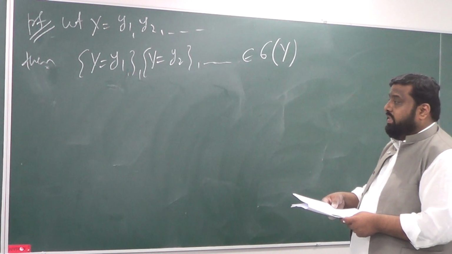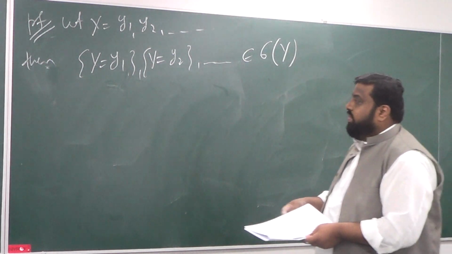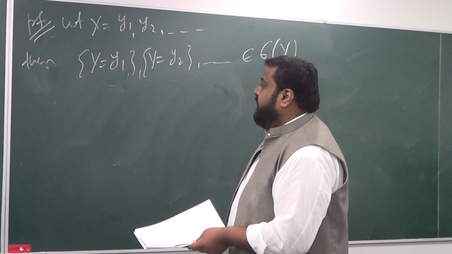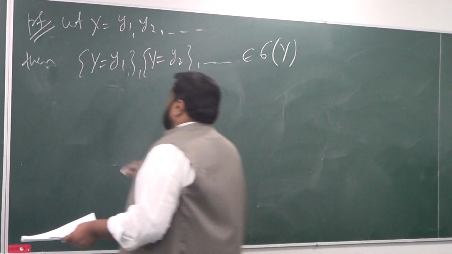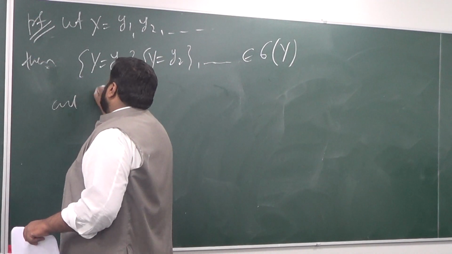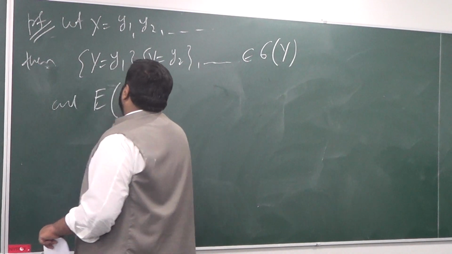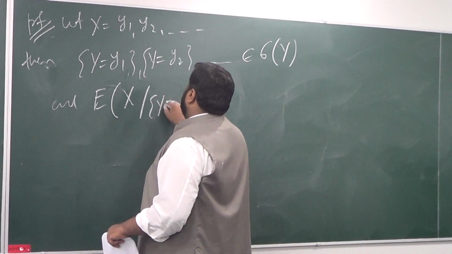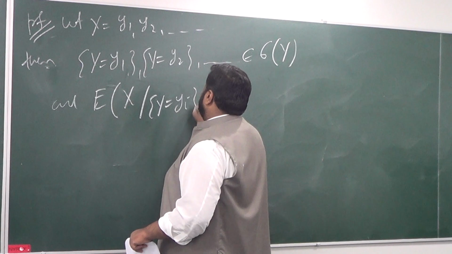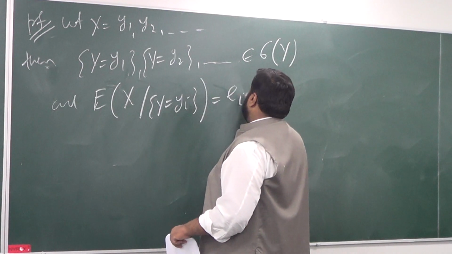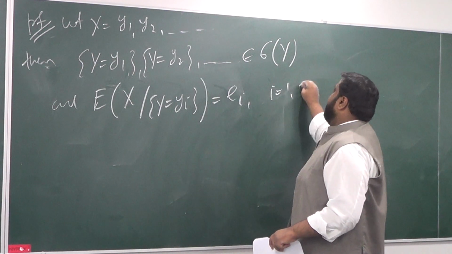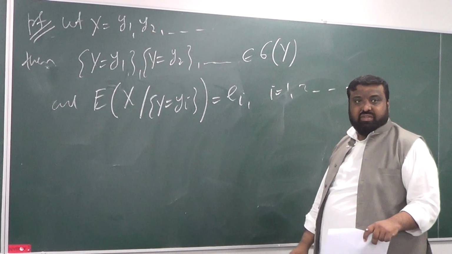So if this is the case, what was the first thing that you'd like to do? Expectation of x given y is sigma. Okay, and let's assume that the expectation of x given y equal to yi, the same notation, is equal to ei. So these are the values that it takes actually.